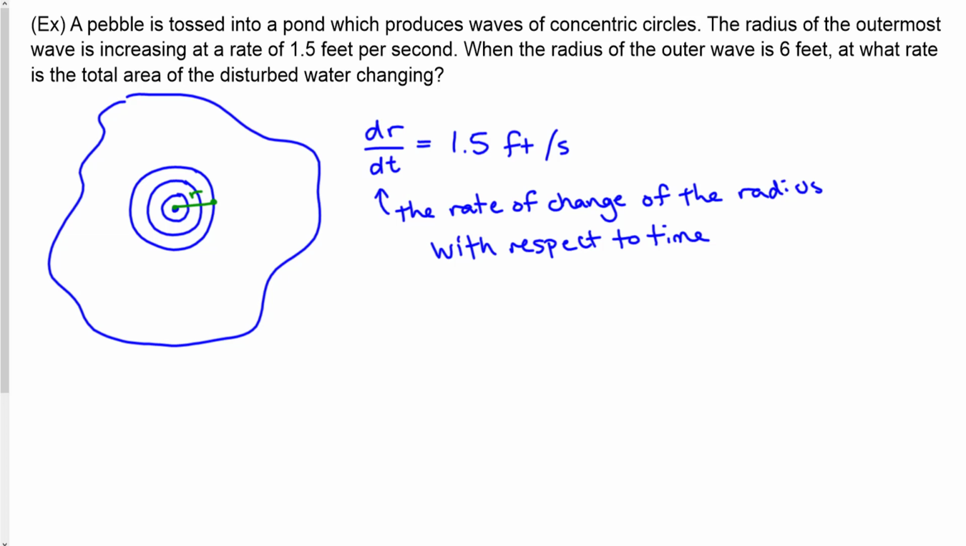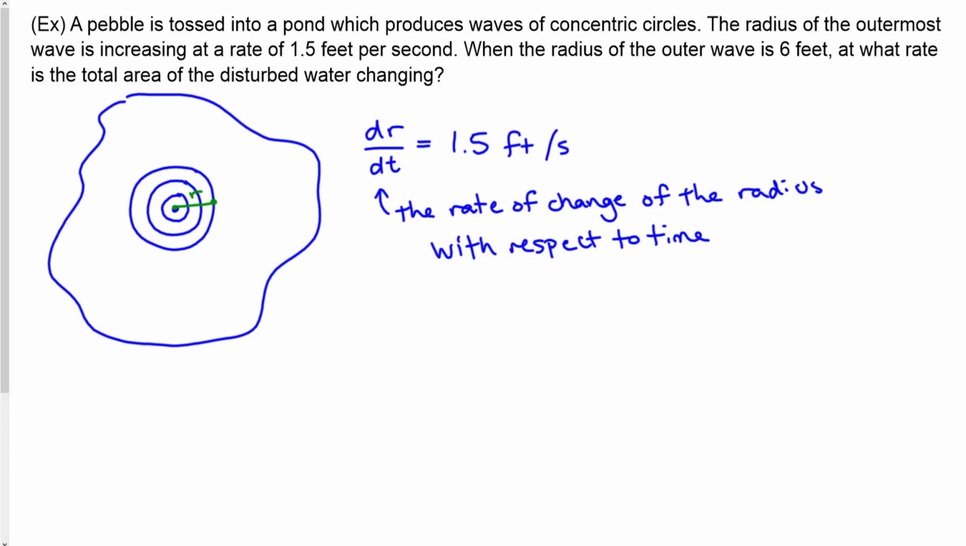In 2 seconds, the outermost wave is 3 feet away from the center point. In 3 seconds, it's 4.5 feet away from the center point. So every second that passes adds another 1.5 feet to the radius.